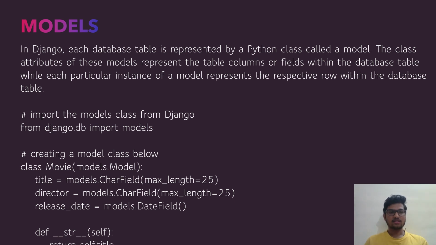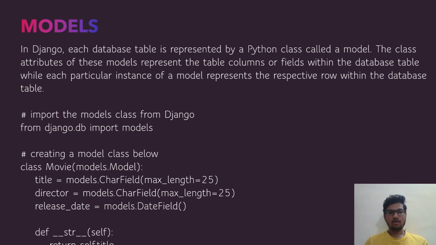First, coming to models. In Django, each database table is represented by a Python class called a model. The class attributes of these models represent the table columns or fields within the database table, while each particular instance of a model represents the respective row within the database table. Here is a code given for it.